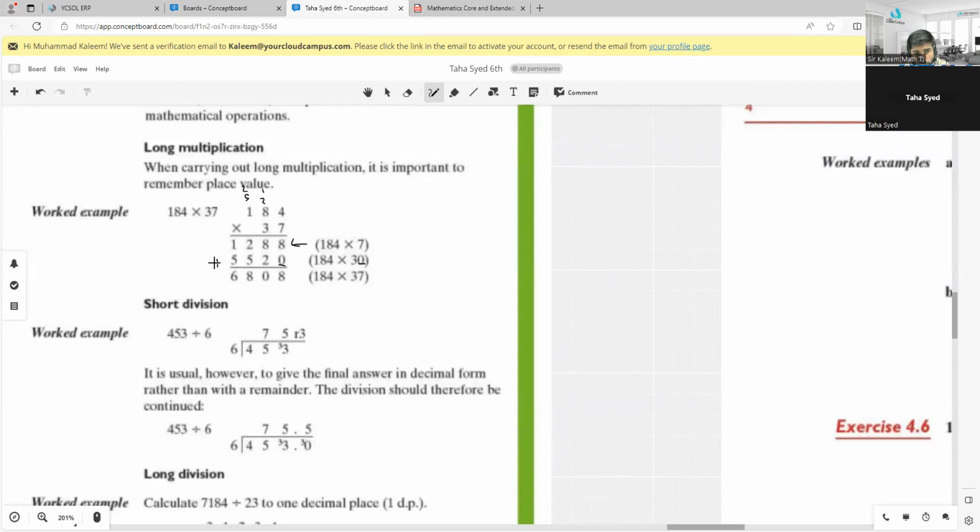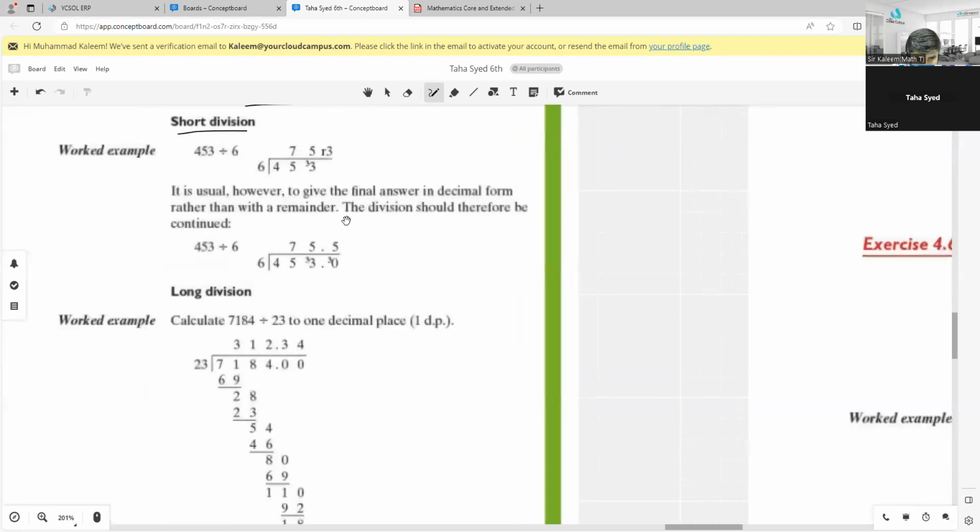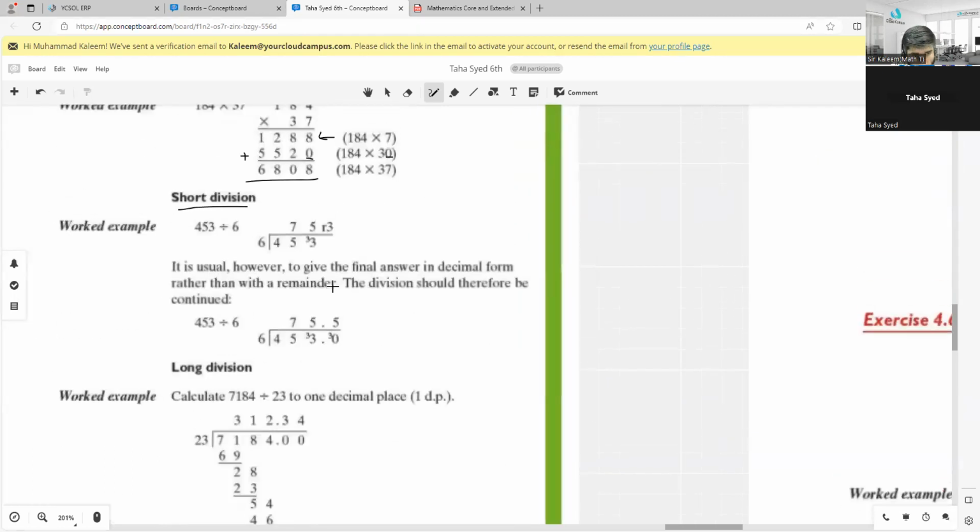After that, you just have to add them. That's very simple, basic. You did it in grade 5. After that we have a short division. You did long division in your previous grades, but you also did the short division, which means here we are not writing all the terms completely, we are just calculating in our mind also. Like here we have 453 divided by 6, we have to divide them.